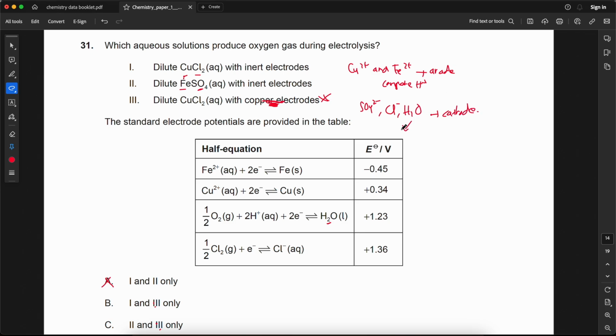Water has a lower E value, so it gets produced because it is diluted, and H2O always produces oxygen. Therefore, 1 and 2. Because it is dilute and it has H2O, a diluted solution always produces oxygen.